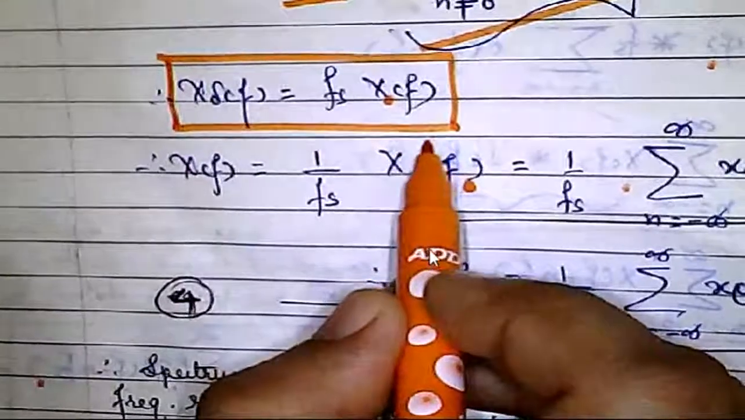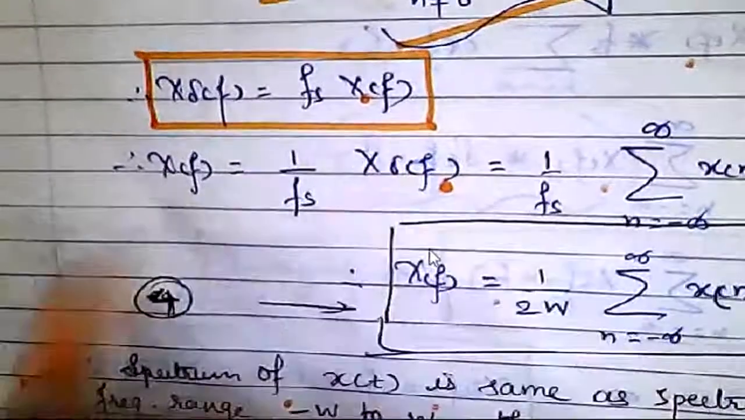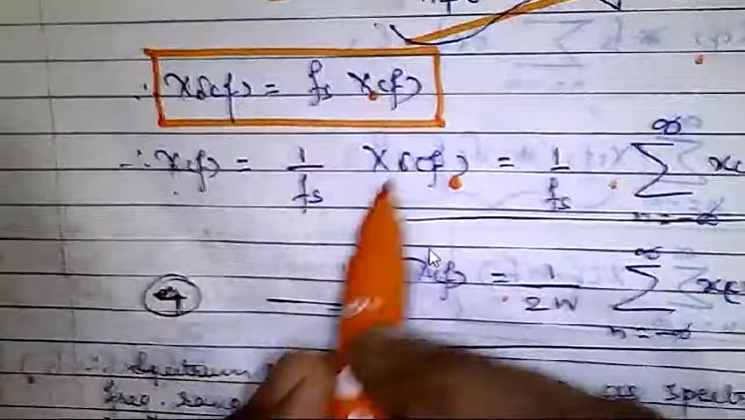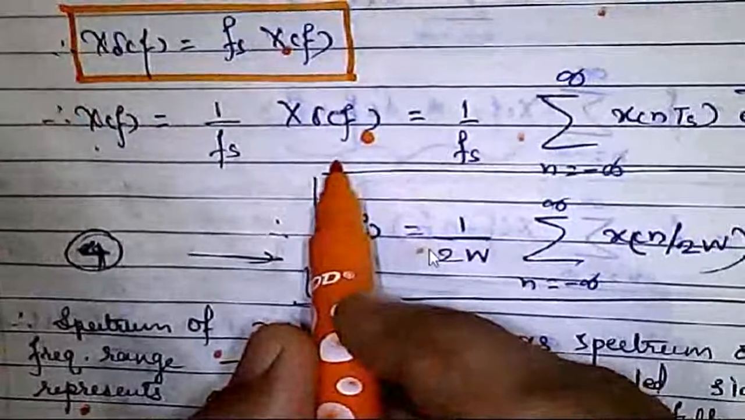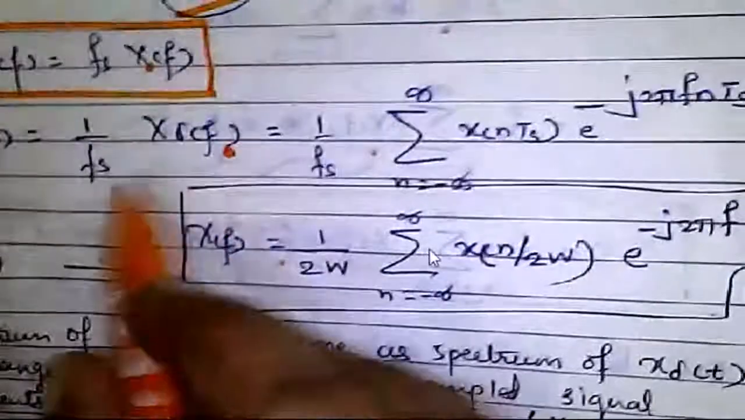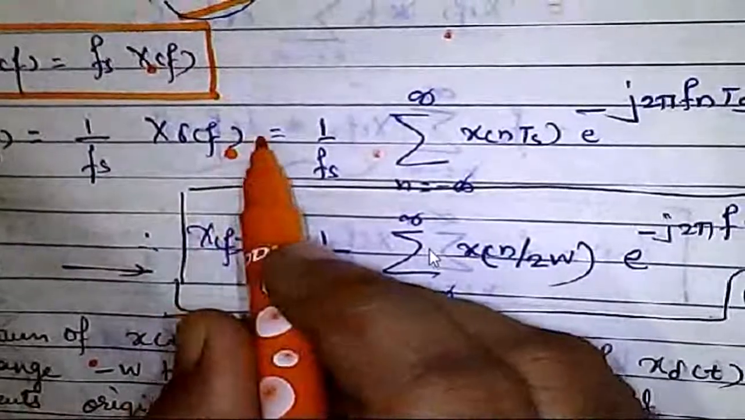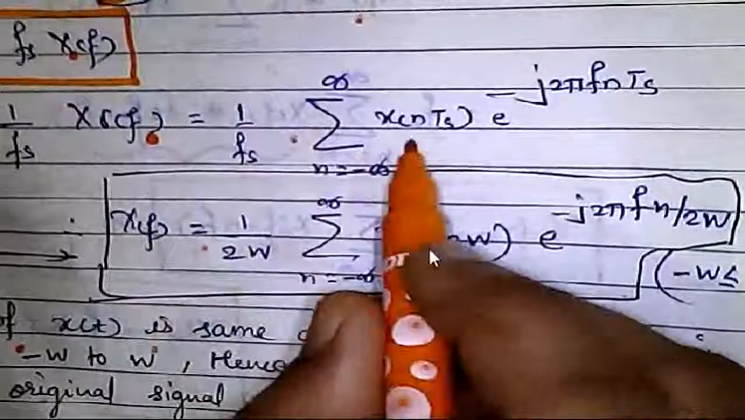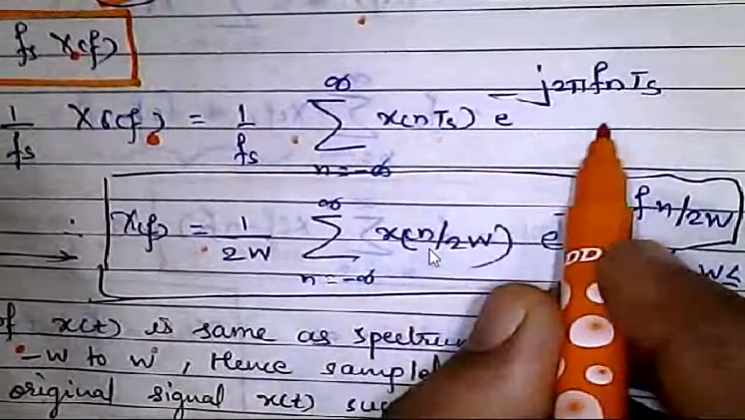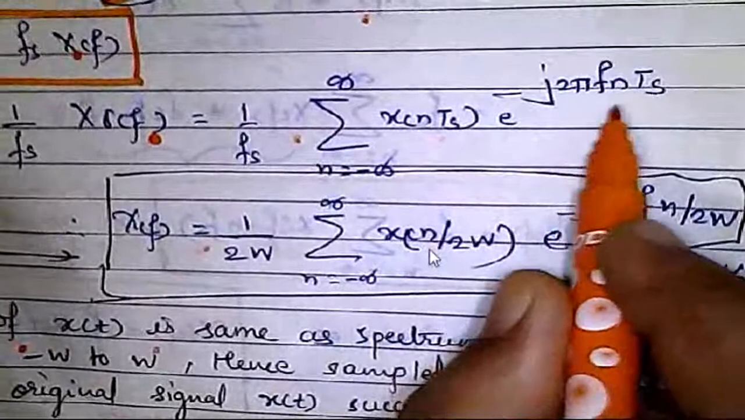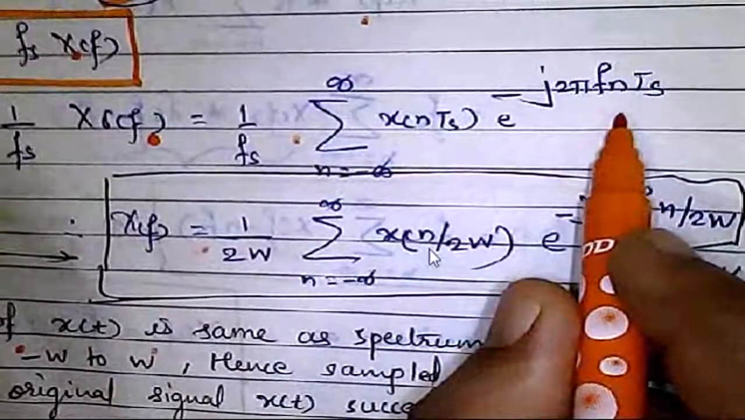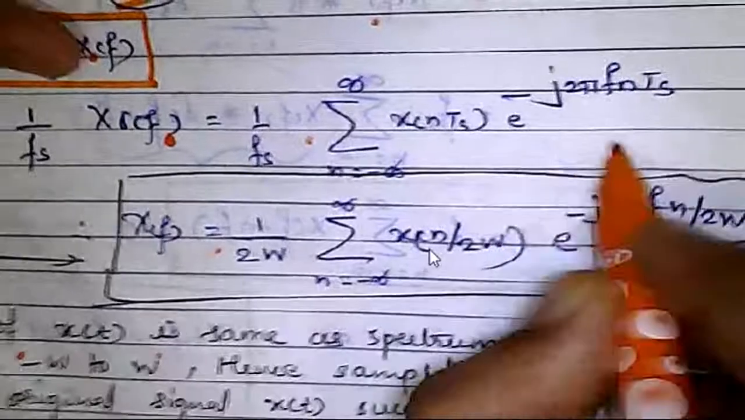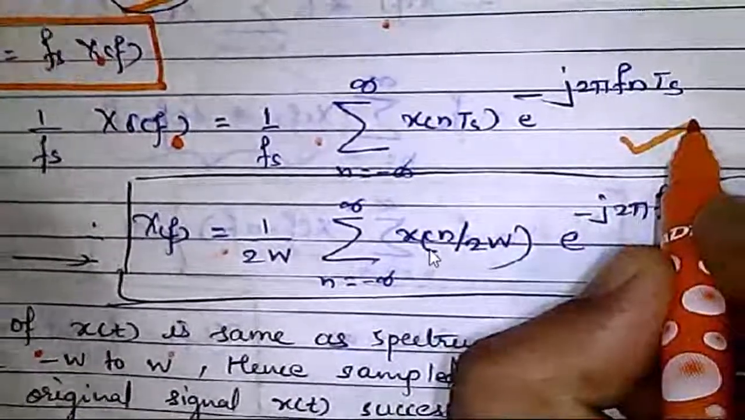Now if it is fs times x of f, let's find out x of f. It is equal to 1 upon fs times x delta of f. Now after putting the value of x delta of f in the equation, it will be 1 upon fs summation x of nTs e raised to minus j 2 pi f n Ts. Recall the expression of the Fourier transform of f of t minus t0. So this is the particular expression.